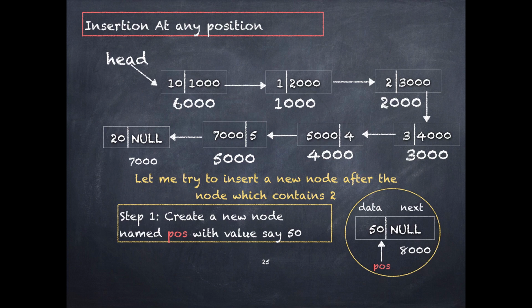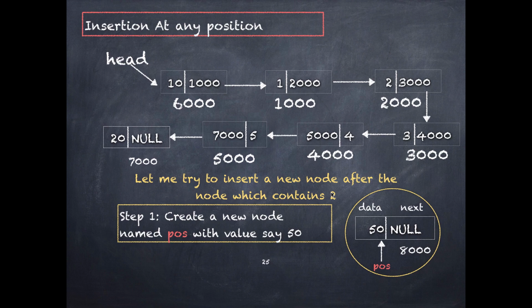Now the last kind of operation is insert at any position. Okay, inserting at any random position. So this is our linked list. You can see 10, 1, 2, 3, 4, 5, 20. That's your linked list. So now I am going to insert a new node after the node which contains 2.